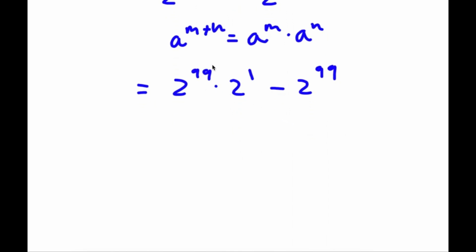So now, because both these terms have 2 to the power of 99, if I factor out 2 to the power of 99, I get 2 to the power of 99 times, 2 to the power of 99 times 2 to the power of 1 divided by 2 to the power of 99 is simply 2 to the power of 1, minus 2 to the power of 99 divided by 2 to the power of 99 is 1. So I have 2 to the power of 99 times 2 to the power of 1 minus 1.